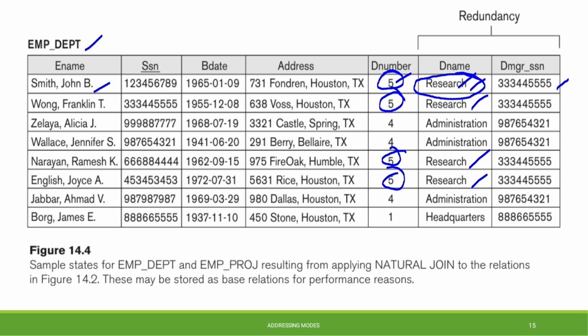That is one. Second one, suppose DMGR_SSN is changed. So the manager of department number 5, the Research department, is changed. Then wherever department number 5 is there, DMGR_SSN must be stored correctly with the same value. Otherwise, in multiple places there are multiple values for DMGR_SSN, which also leads to inconsistent data. So such kinds of problems are called modification anomalies.